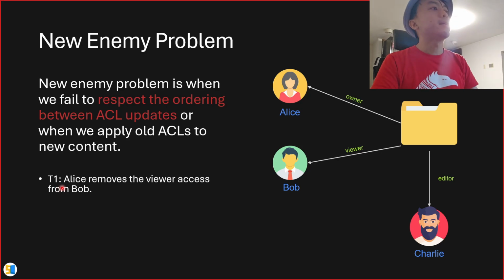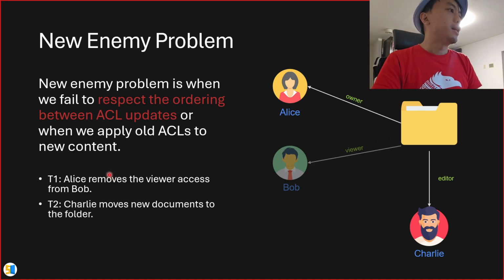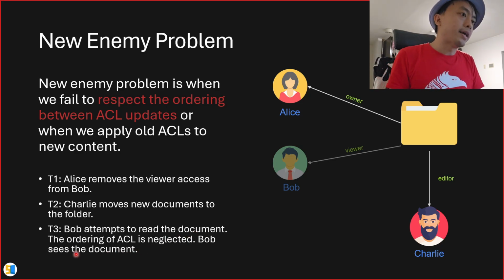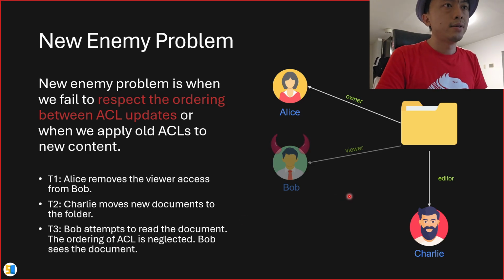At time 1, Alice removes the viewer access from Bob. Okay, Bob, bye-bye. At time 2, Charlie moves new documents to the folder. At time 3, Bob attempts to read the documents that were just moved by Charlie, but because the ordering of ACL is neglected, Bob sees the documents. So Bob becomes the enemy here.